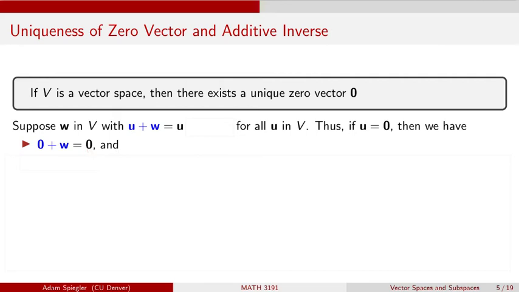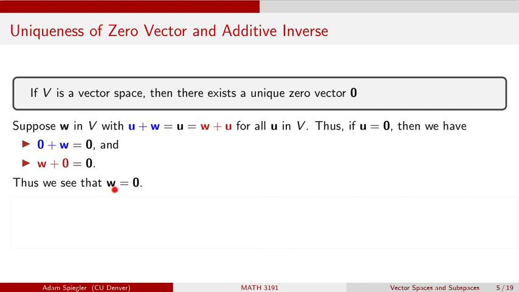We also know that since V is a vector space, addition is commutative. So taking u plus w, if that equals u, then adding these vectors u and w in the opposite order should give me the same thing. Namely, if I take w plus u, again setting u equal to the zero vector, then when I switch this order around, w plus the zero vector should also give me the zero vector. And so now we can see from these equations that this vector w must equal the zero vector. Therefore, the zero vector is unique.